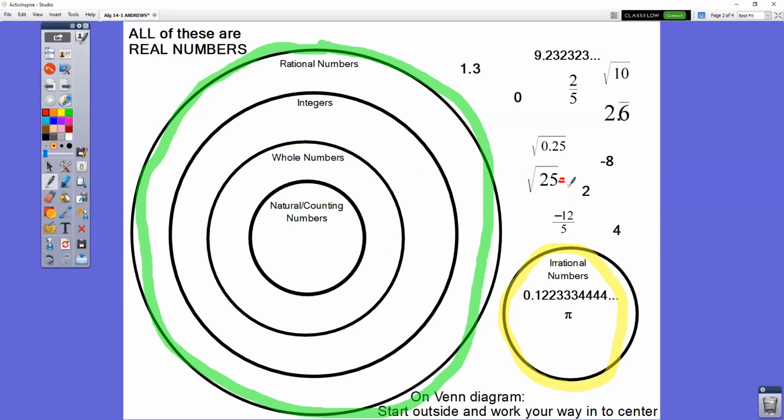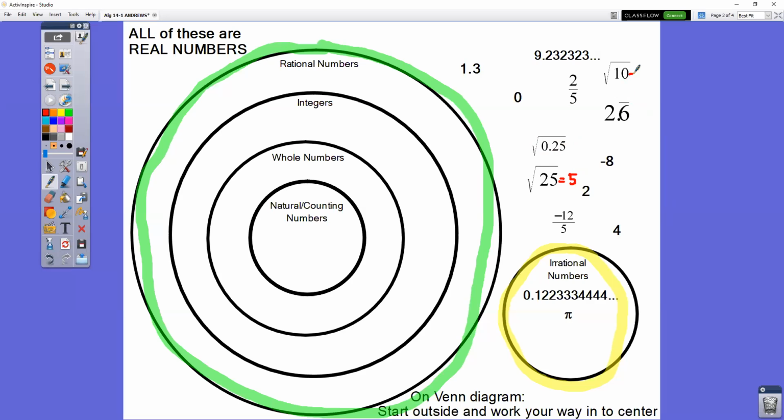So the square root of 25 is 5, all right? The square root of 25 is 5. Yes, it's technically plus or minus 5, all right? The square root of 0.25, all right? The square root of 0.25 is, I don't know, and I don't have a calculator here. It's like 0.1 something, all right?